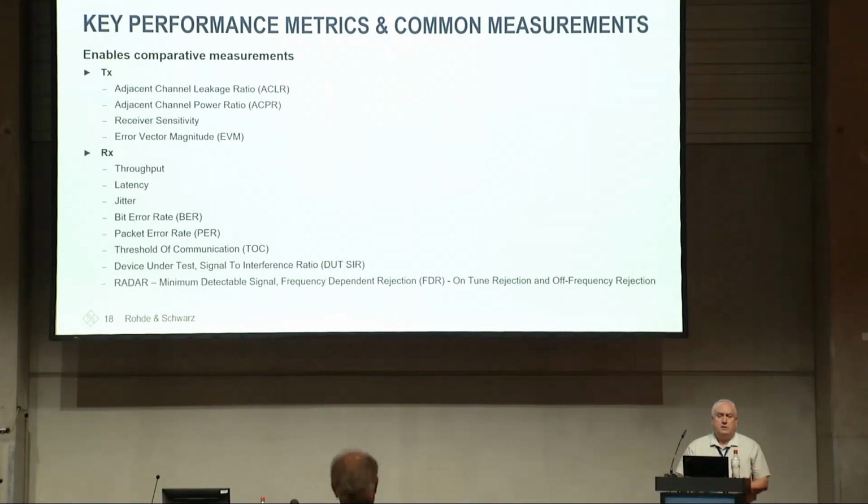I think most of us, being in the communication space, are familiar with things like ACLR, ACP, receiver sensitivity, EVM. These are all typically done on the TX side of things, and on the RX side, what is the most common thing we know when our cell phone isn't working very well? Well, bandwidth goes down, right? So latency, throughput, jitter, bit error rate, packet error rate, threshold of communications. And there are a couple of ones here that are specific to radars, for instance. There's FDR, the frequency-dependent rejection, and on-tune, off-tune rejection ratio.